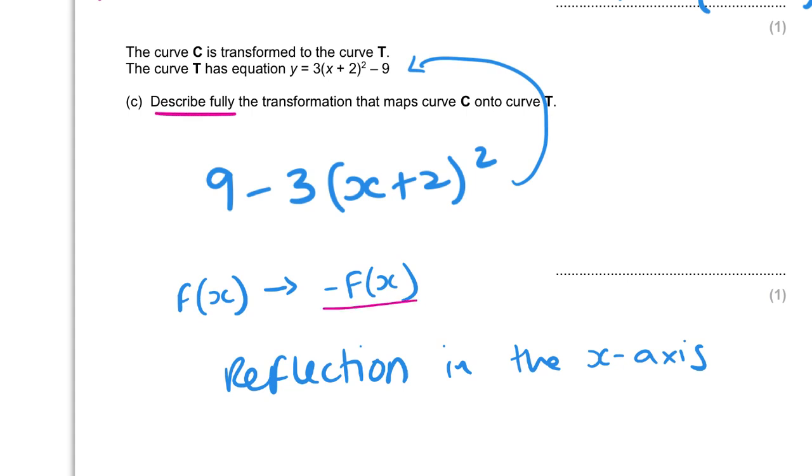Okay, if you just write negative f of x, I'm not sure if you get the mark. It does say describe fully. I think it wants a sentence. Reflection in the x-axis, full stop, capital letter at the beginning. Yeah? Just because we're in maths, we don't forget English, yeah?